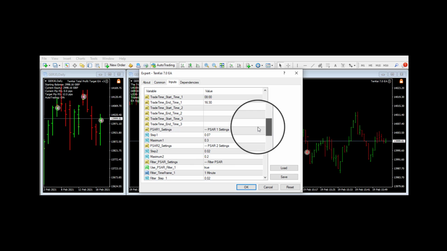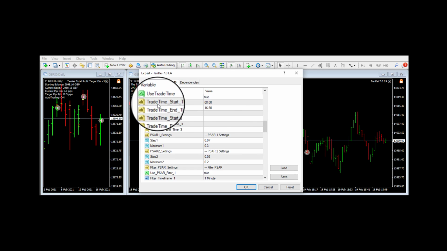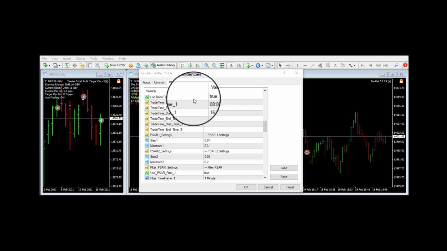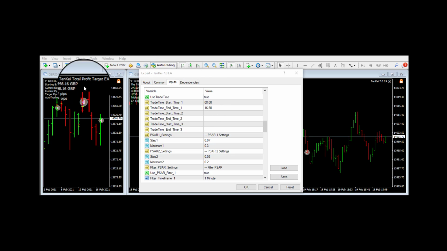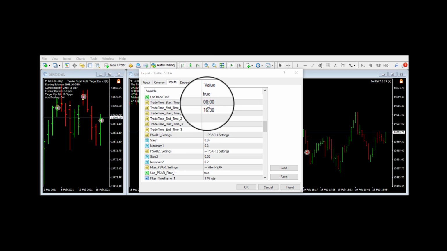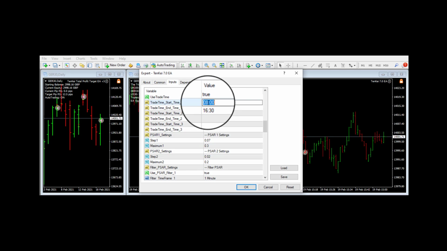Let's just move up a bit here. It has trade start time 8 a.m., end time 4:30 p.m. This time can be set to whatever you want. So imagine the TPT over here starts at 7 a.m. So it starts the auto trading function, but this EA here will start to look for trades from 8 a.m. But here you can start at whatever time you want.